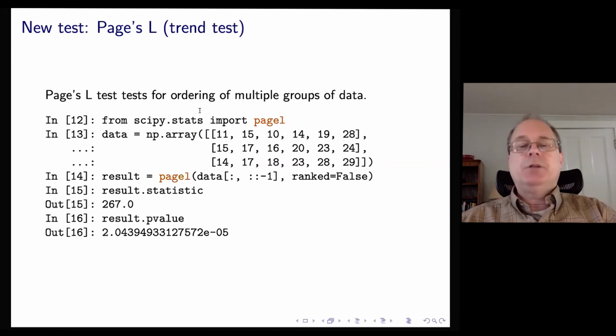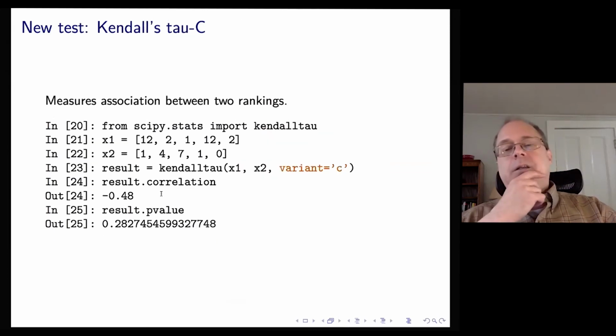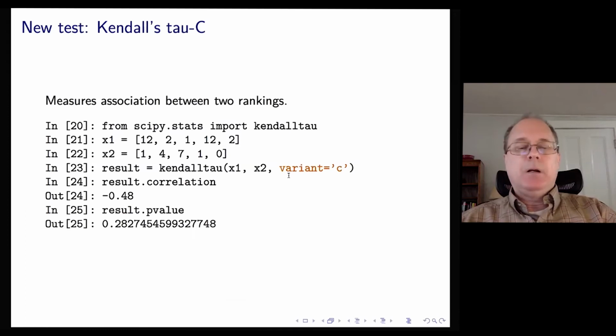Page's L test, which is a test of trend in data. Again, we have a Page's L. Even that name might change. There are also APIs evolving, so we might change the name and so on. But that's in there. We've added a variation of Kendall's test, which is Kendall's Tau C. Again, a core test that is good to have available.